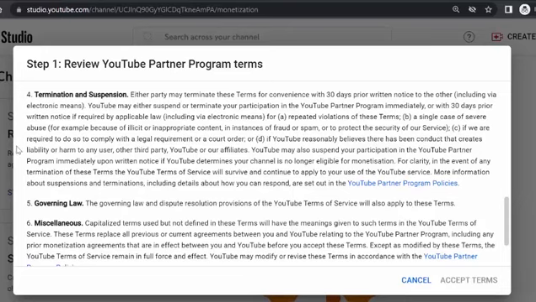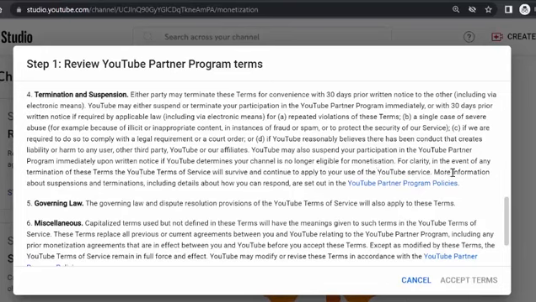C. If we are required to do so to comply with a legal requirement or a court order. Or D. If YouTube reasonably believes there has been conduct that creates liability or harm to any user, other third party, YouTube, or our affiliates. YouTube may also suspend your participation in the YouTube Partner Program immediately upon written notice if YouTube determines your channel is no longer eligible for monetization.